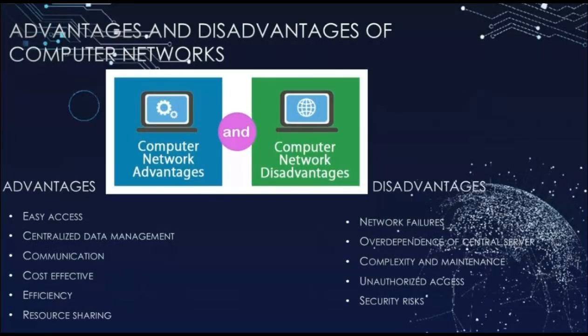The advantages and disadvantages of a computer network. Advantages: easy access, centralized data management, communication, cost effectiveness, efficiency, and resource sharing. Everything has a disadvantage. The disadvantages of a computer network are network failures, over-dependence on a central server, complexity and maintenance, unauthorized access, and security risks.